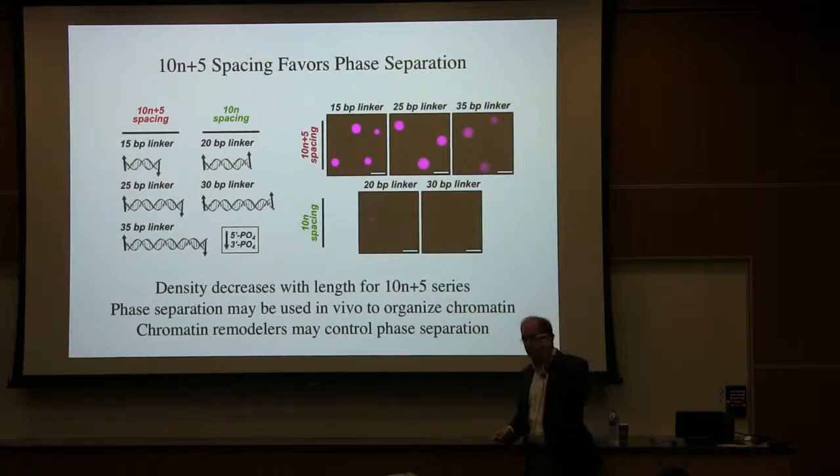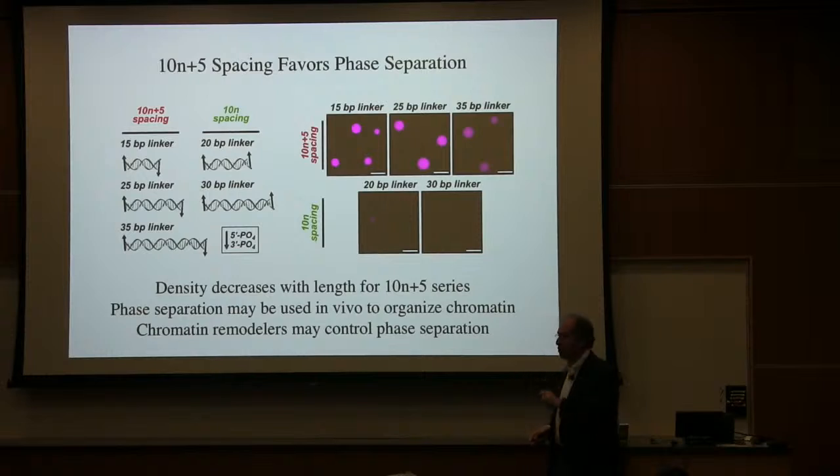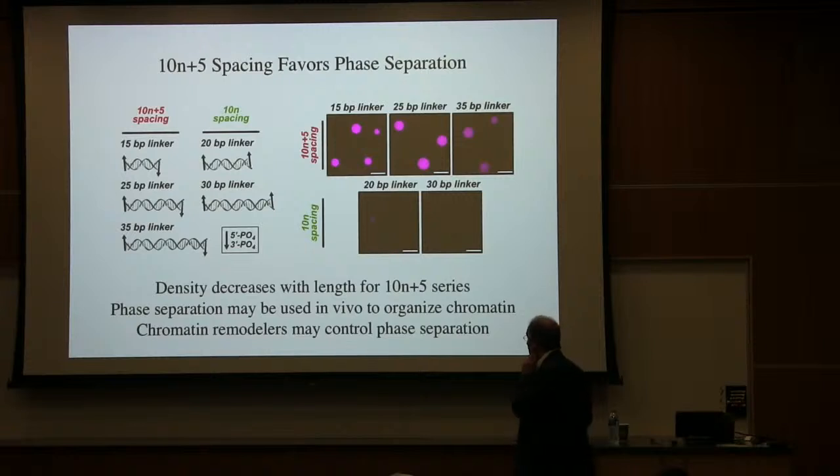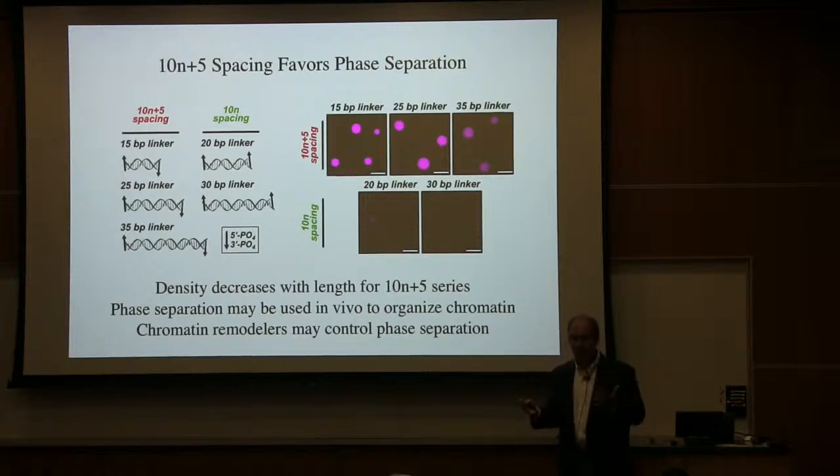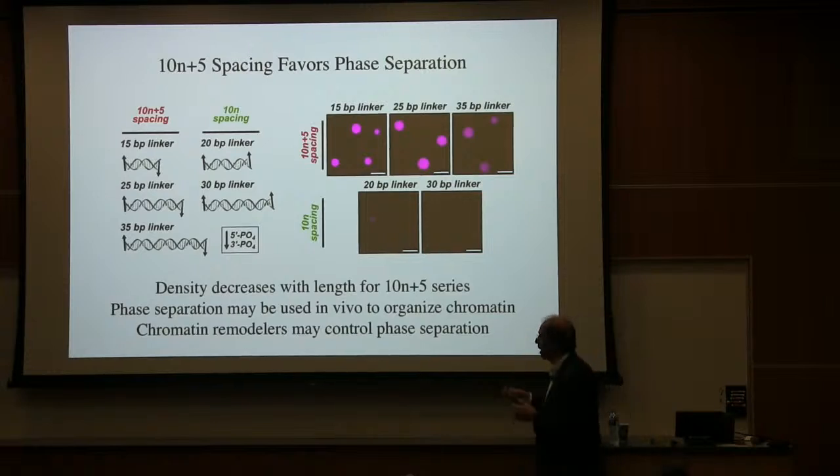If we add a little bit of divalent salts, 1 millimolar divalent salts, we can then begin to see phase separation of 30 and 40, but it's still much, much less than we see with the 10n plus 5 series. And so what this suggests to us, this is the spacing that is enriched in cells. Perhaps, again, this supports the idea that phase separation, interactions between chains of chromatin, may be used to organize cells, and in vitro with our short fragments, it manifests as phase separation.